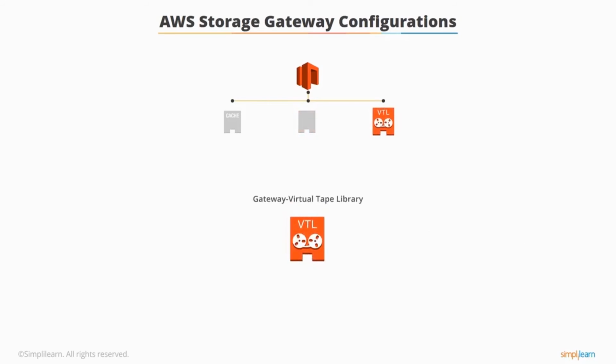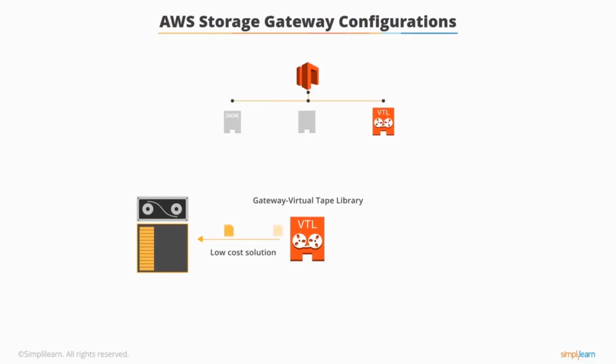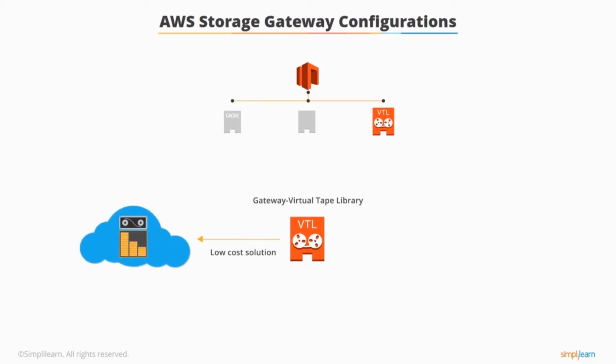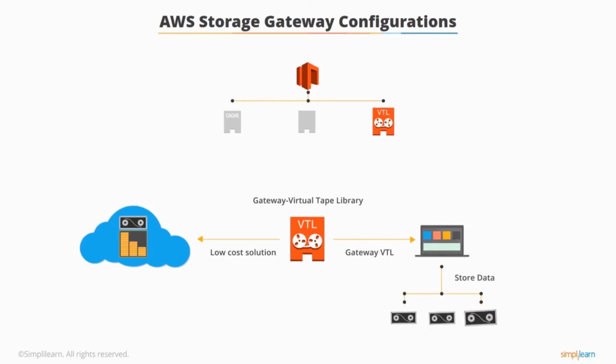Gateway Virtual Tape Library, or Gateway VTL, offers a low-cost solution to archive your data stored in a tape-based backup application in the AWS cloud. The VTL interface lets you create your own Gateway VTL by storing your data on virtual tape cartridges.